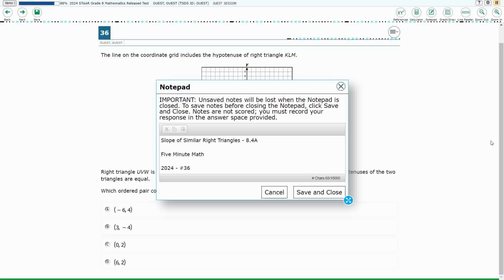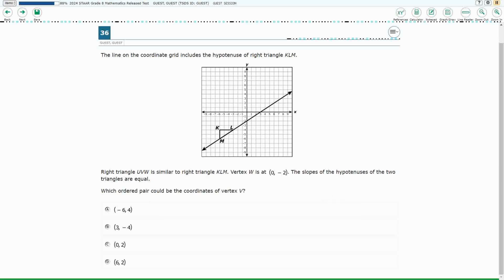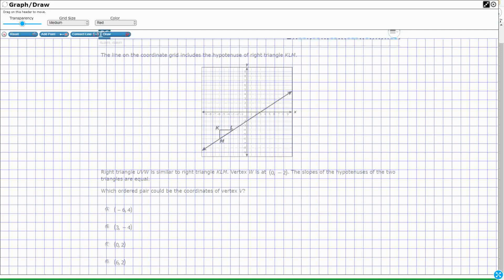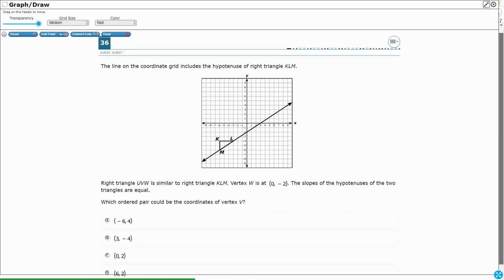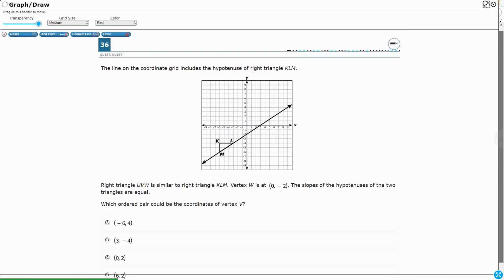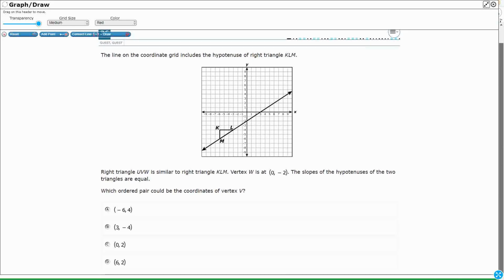Today we are looking at the 8th grade concept of slope of similar right triangles. This is standard 8.4a in the great state of Texas, and we are using item number 36 of the 2024 released STAAR test. If you haven't done so already, please go ahead and take a moment to pause the video, work this problem out on your own, unpause it, and we will look at our answers together.